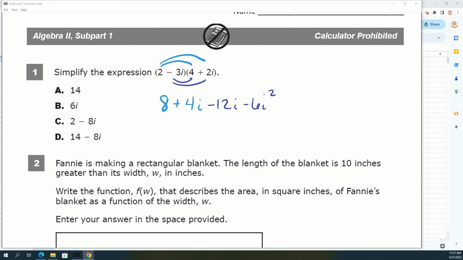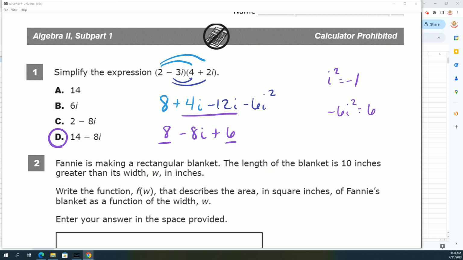There's a couple of things we need to do. One of them is combine those i's, and I think you probably knew that. The other thing you need to do is remember that i squared is -1. So when you have minus 6i squared, that's like -6 times -1 or +6. And then when you add 8 and 6, you're going to get 14. So the answer is D.